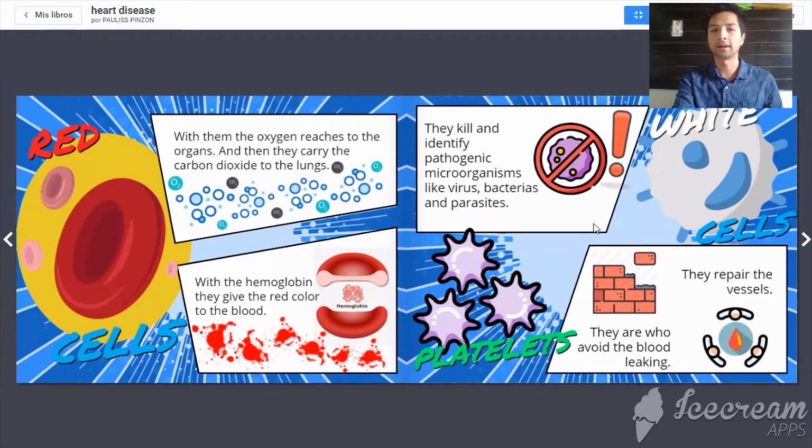And we also find white cells, and they identify and kill the pathogenic microorganisms. They are our policemen, and we also have our builders. They are the platelets that repair the tissue of the blood vessels when something is going wrong.